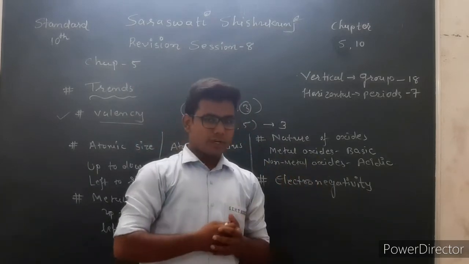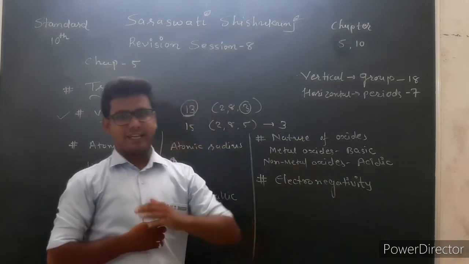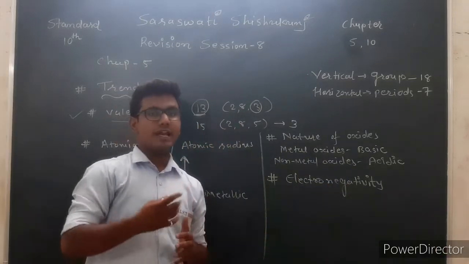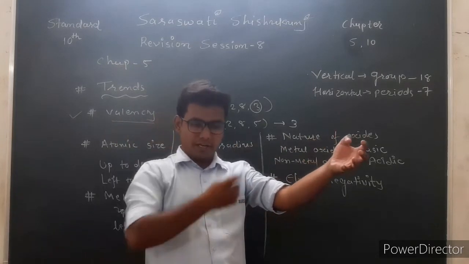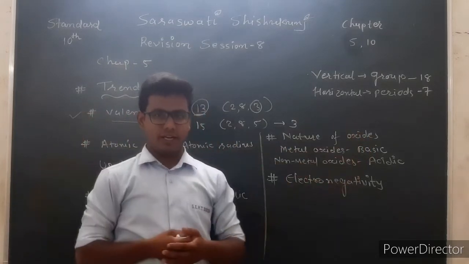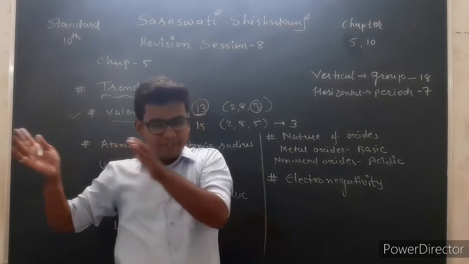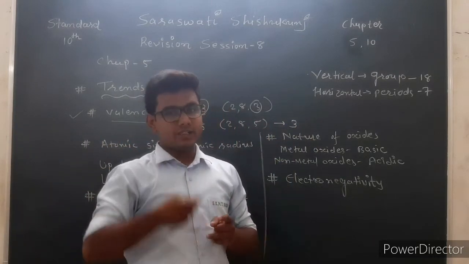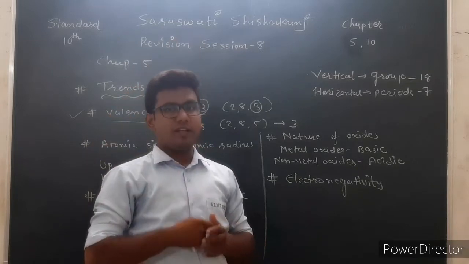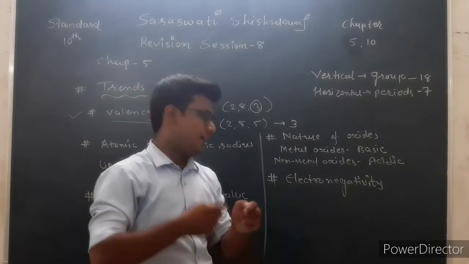And as we know that group 17 can easily gain the electron, so they are more electronegative. And as group 17 is more electronegative, so group 1 is very less electronegative. So when we move from left side to right side, electronegativity will get increased. When we move from up to down, the electronegativity will get decreased.